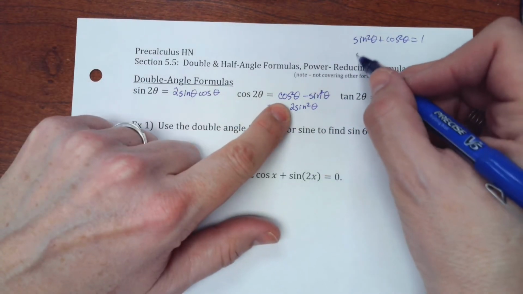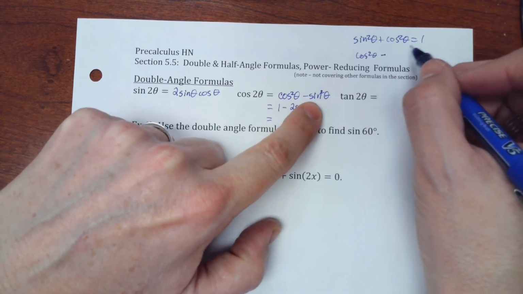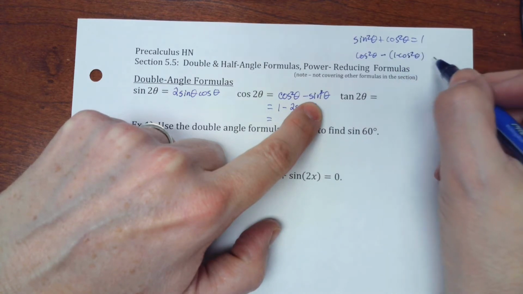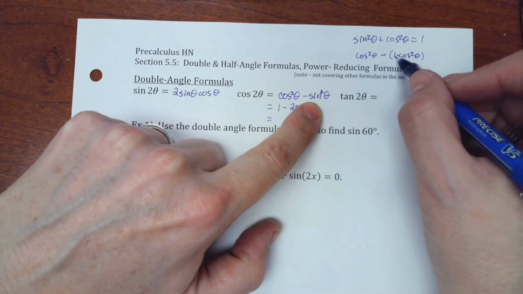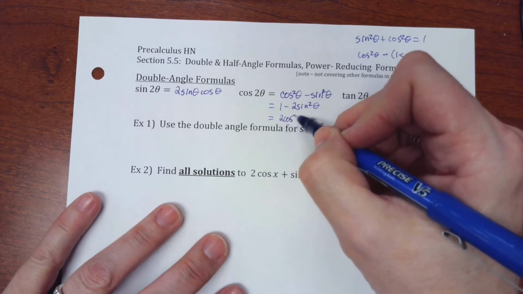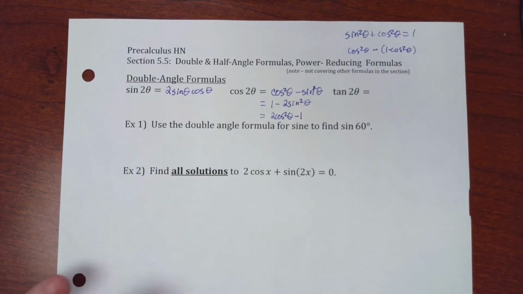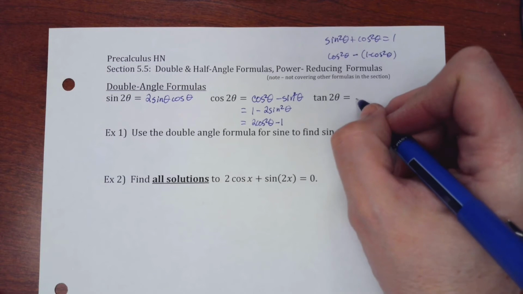And then another replacement is to replace the sine squared. So I got cosine squared minus sine squared, which is replaceable with 1 minus cosine squared. So what I would end up getting with that would be cosine squared minus 1 plus cosine squared. So I'd get 2 cosine squared minus 1. All these things are on your formula sheet on the blue card, but it's just a difference in when you'd want one versus the other. It's just interchangeable.